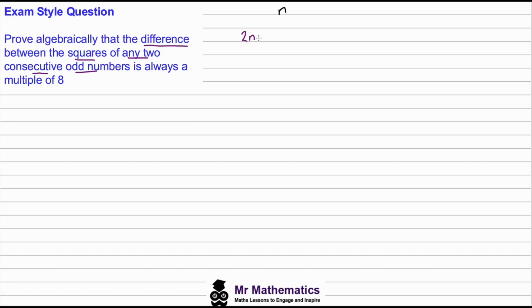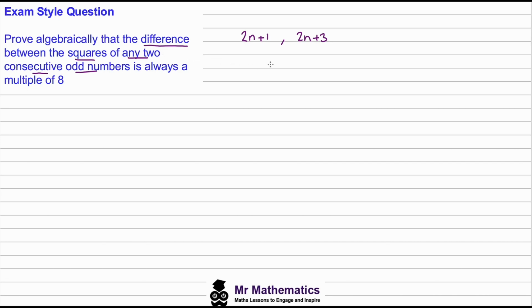So we've got the even. If we add 1, this will always be odd. So this is our first odd number. The next odd number, well, if you've got 1 and you add 2 to it, you'll get the next odd. So we need to add 2 to this term. When you add 2 to it, we get 2n plus 3. Okay? So these are our two consecutive odd numbers.